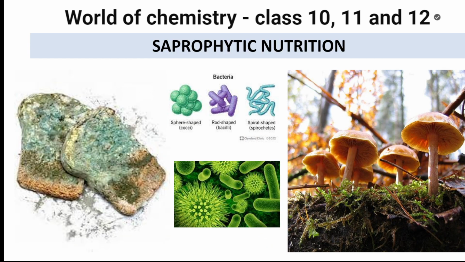What is the first thing? Saprophytic nutrition. Sapro. See, these are the examples. What is this first example? This is a bread mold full of fungus. So fungi is one saprotrophic nutrition example. Next, bacteria is one. Then microorganisms are one more. Then fungi are one more.